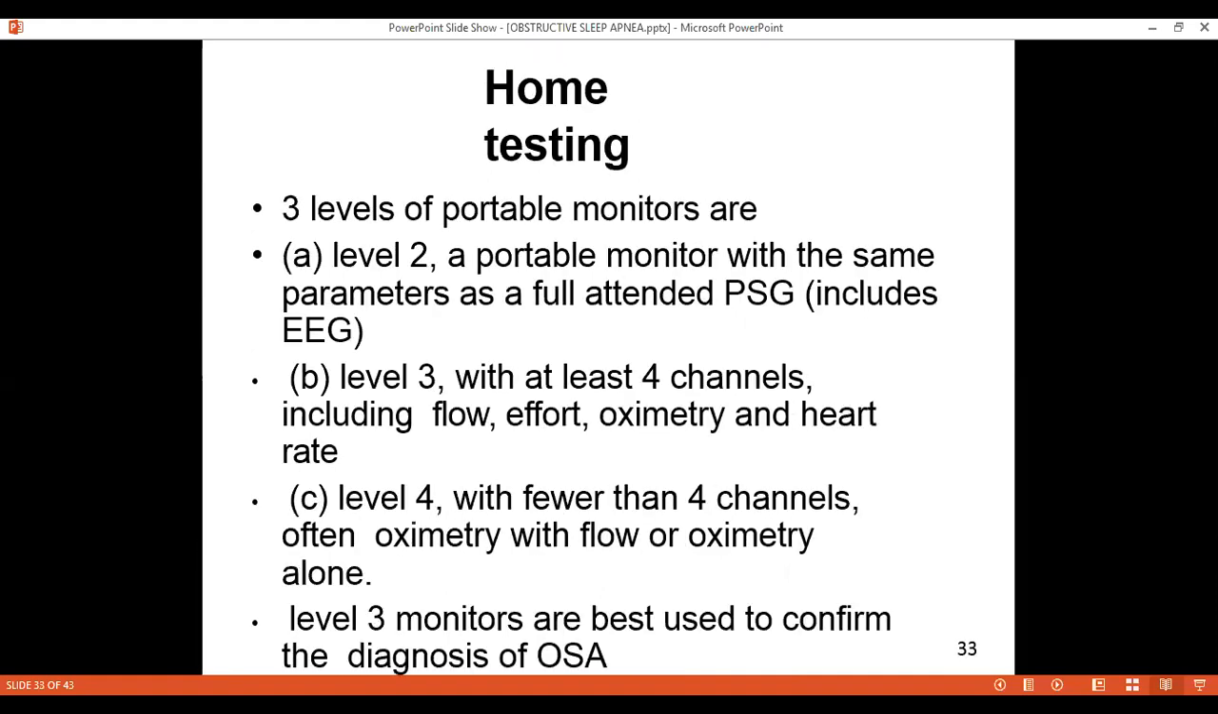Home testing involves 3 levels of portable monitors, which include level 2, level 3, and level 4. Level 2 involves a portable monitor with the same parameters as a full attended polysomnography. Level 3 involves at least 4 channels, which include flow, effort, oximetry, and heart rate. Level 4 has fewer than 4 channels, often oximetry with flow or oximetry alone. The level 3 monitors are best used to confirm the diagnosis of obstructive sleep apnea.